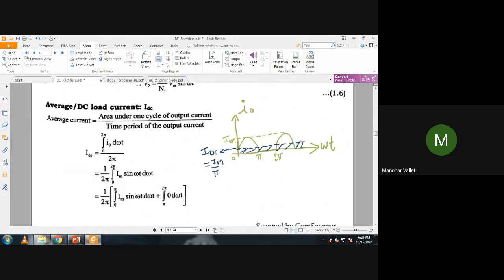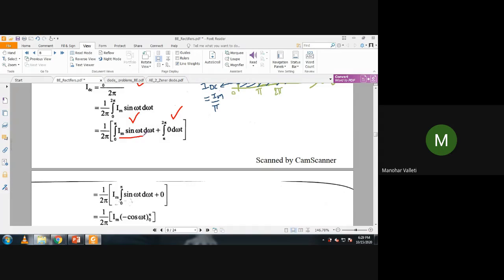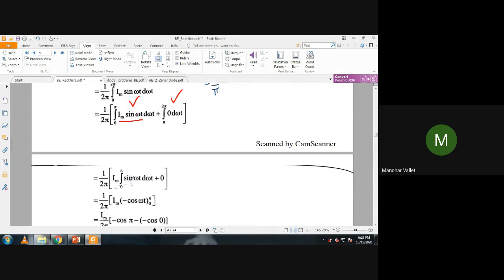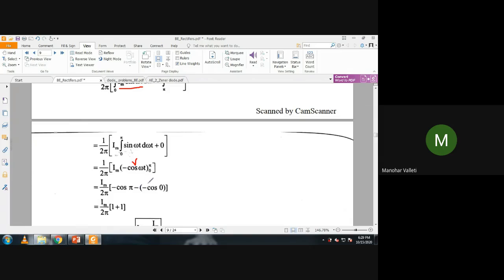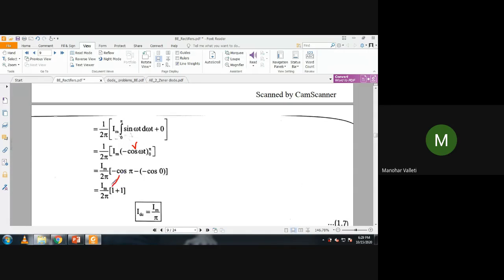Fine. Now I naught is this waveform. To find the average value, one complete cycle is from 0 to 2 pi, so we do 1 by 2 pi integral 0 to 2 pi I naught d omega t. I naught will have different definitions, that's why we split the integral. So we have Im sin omega t d omega t. We bring out Im. The integration of sin omega t is minus cos omega t. As it is a definite integral, you substitute the upper limit and lower limit. Minus cos pi is plus 1, and minus cos 0 is minus 1, so minus of minus gives plus.